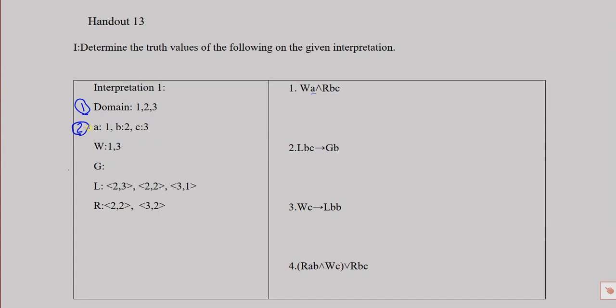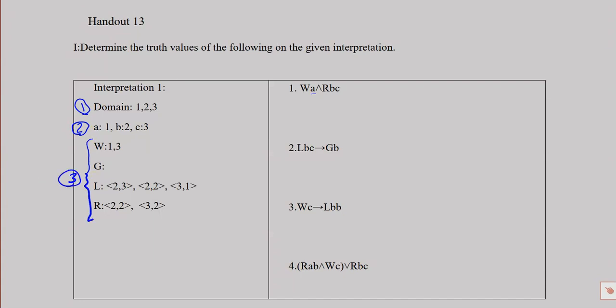For example, you can think of a as Adam, so we're saying that object 1 is Adam, object 2 is Betty, object 3 is Sid, right? So we assign names to objects in the domain. And the last element is that we assign extensions to predicates. Here we have a bunch of predicates with extensions assigned to them.